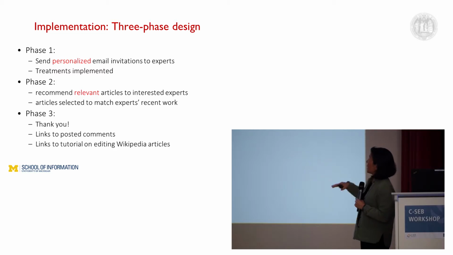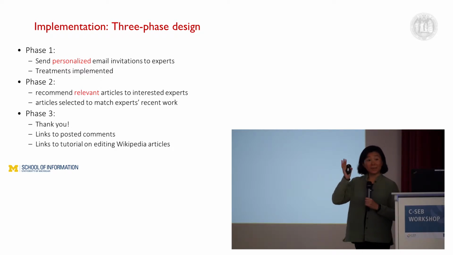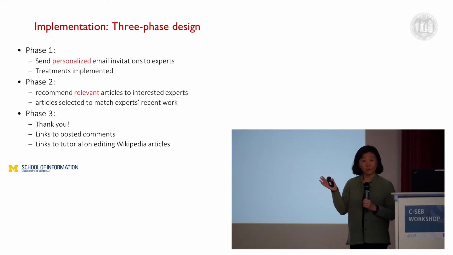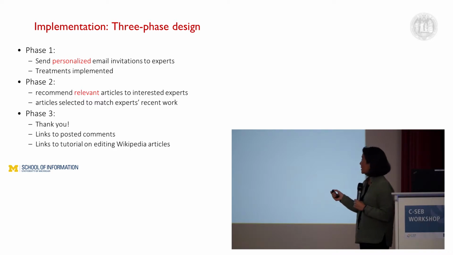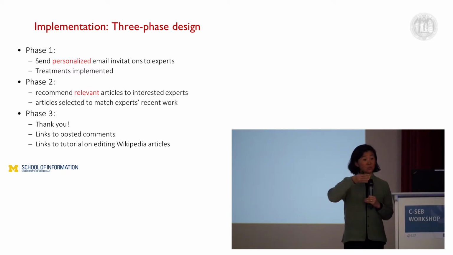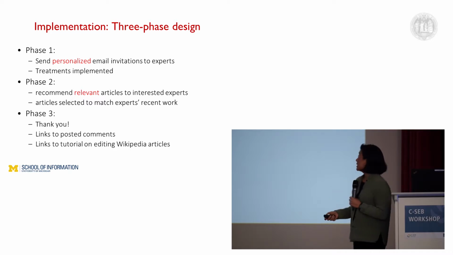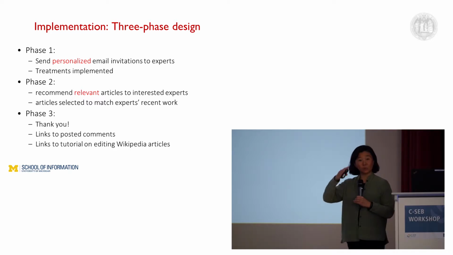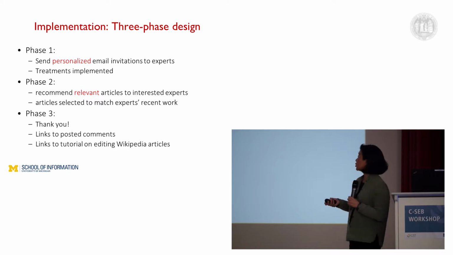So the experiment has 3 phases. In the first phase, we send a personalized email invitation to the experts. So that's when we implement the treatment. I'll show you what the email is like. And the second phase, if you click yes, then we will recommend relevant articles to the expert. And each recommendation matches to one of the expert's articles. If you post more than 6, we would take the most recent 6 articles.